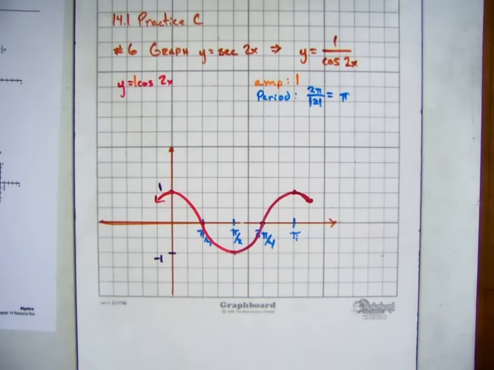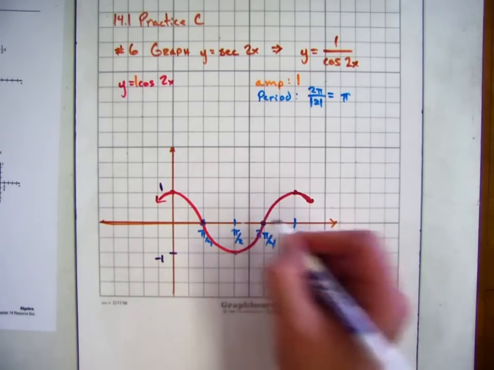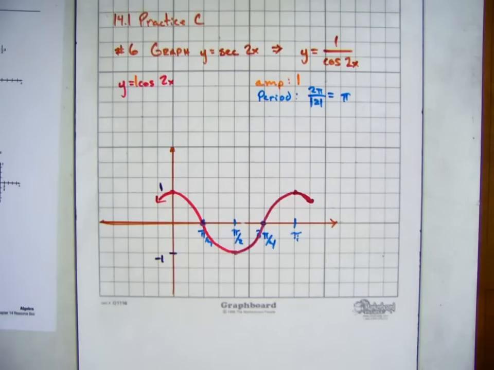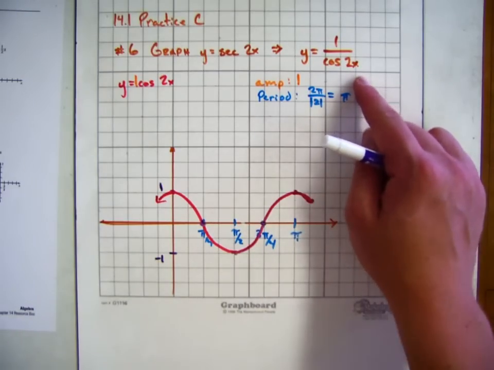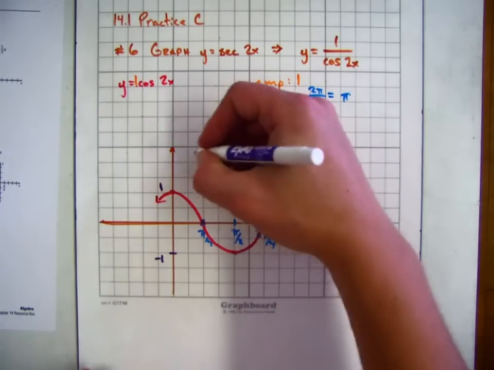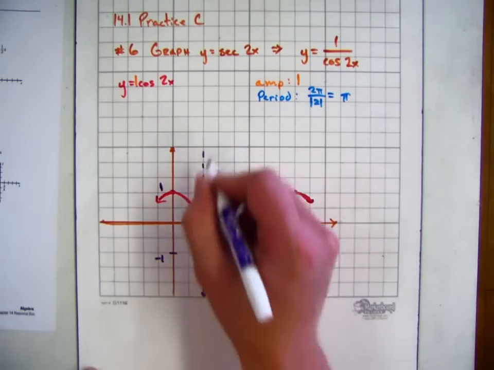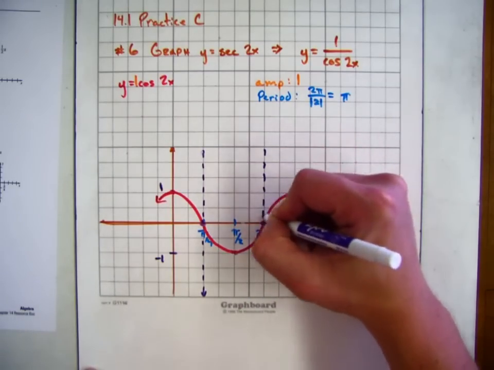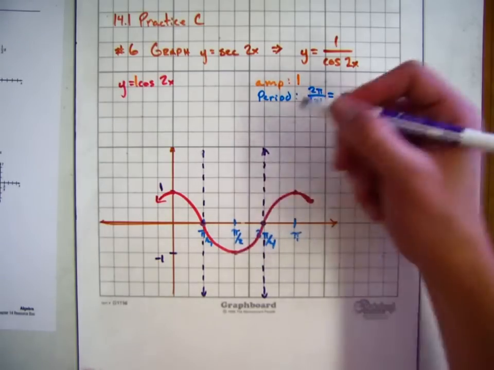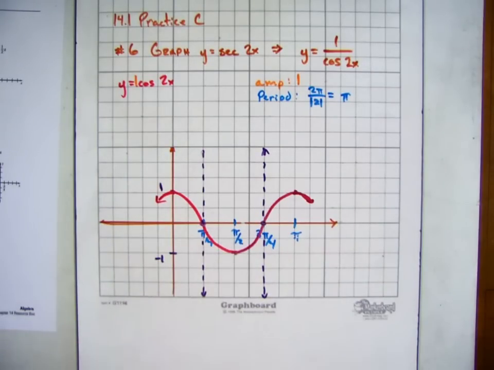From this graph of cosine, we are going to create a graph of secant of 2x. So the first thing we want to do is take a look at some very special points on this graph. These are points where the cosine has a value of 0. Looking at these points and the fact that the secant is 1 over the cosine of 2x, anywhere that I have 0 for the cosine of 2x, I'll end up with an asymptote because it can't divide by 0. So these points on my secant graph turn into asymptotes. And I've got an asymptote at pi over 4 and an asymptote at 3 pi over 4.